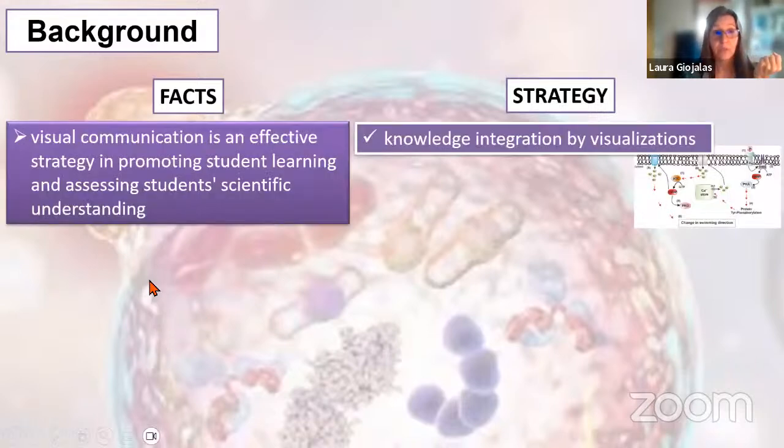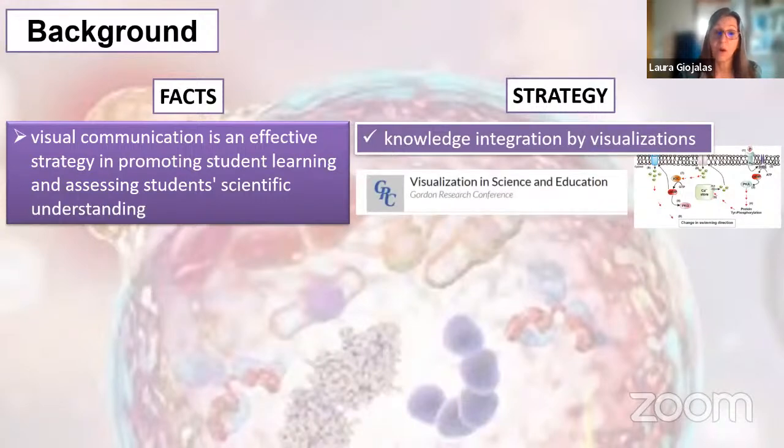Another fact is that visual communication is an effective strategy in promoting student learning and assessing student scientific understanding. But what is visual communication? For those that do not know, it's the way we represent a concept or process by a drawing. For instance, here the molecular cell biology process is represented by a drawing. This visualization is so important that nowadays there are whole meetings, for instance, the Gordon Research Conference, only on visualization in science and education. That was the program for 2023.